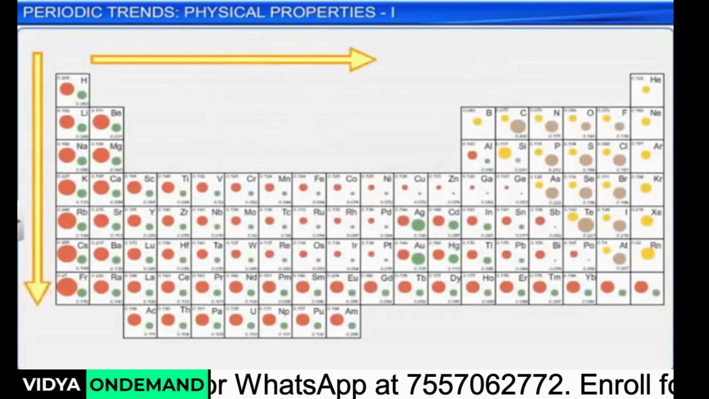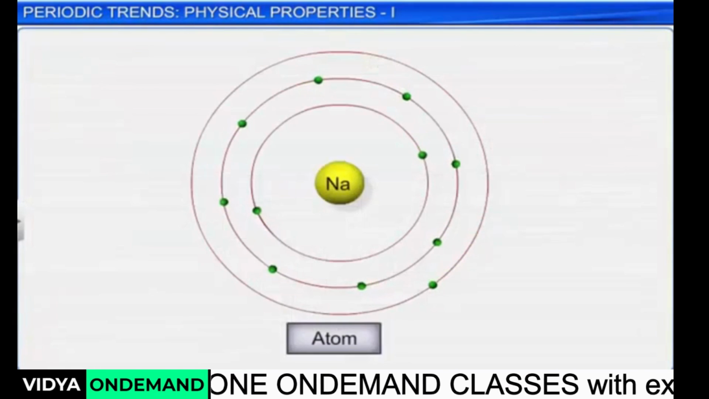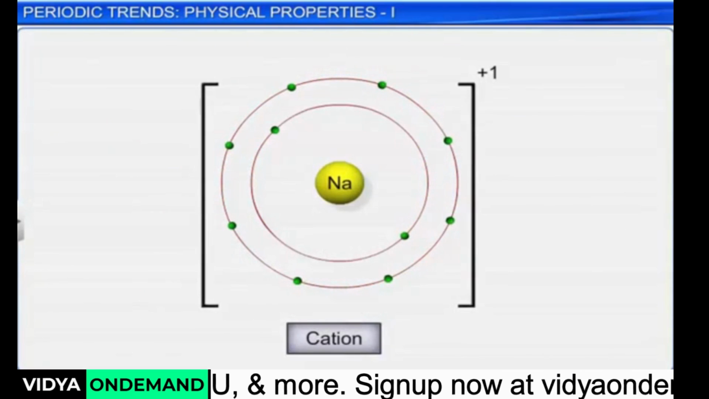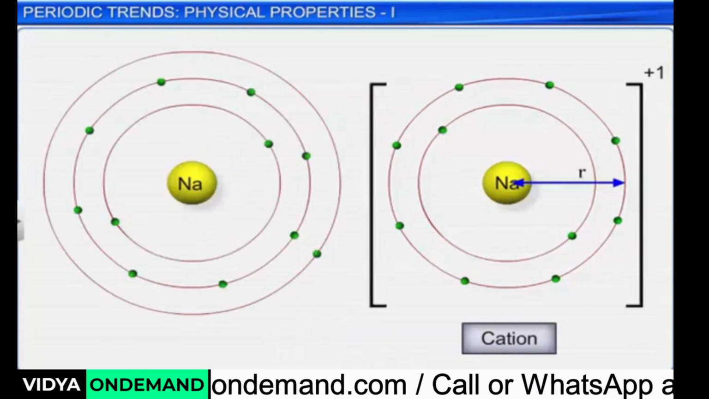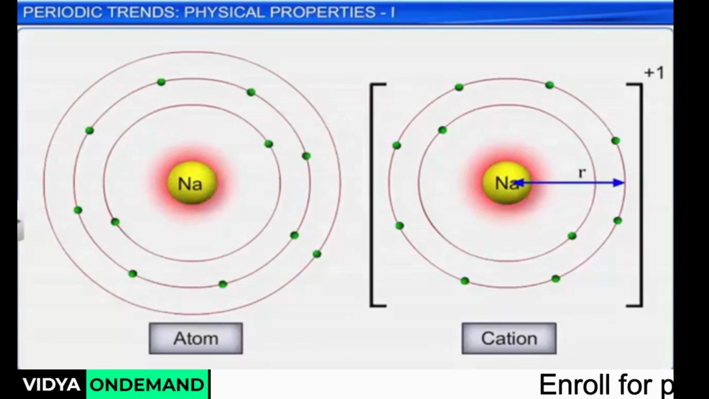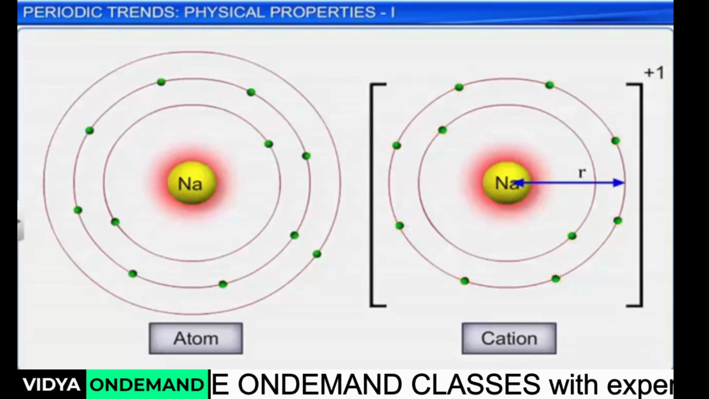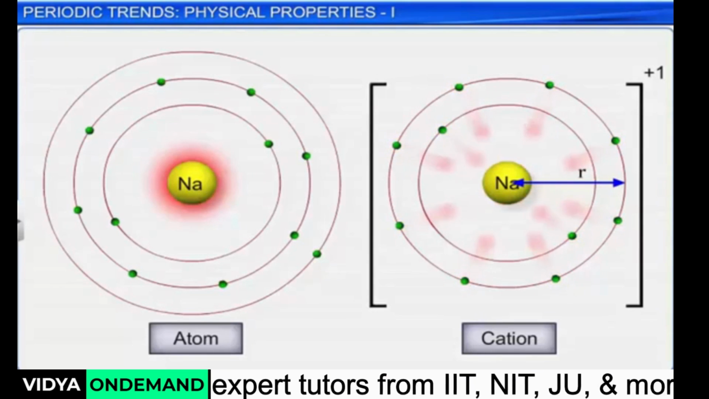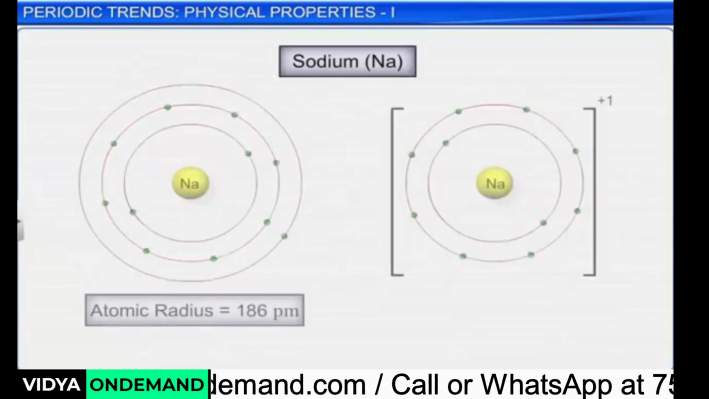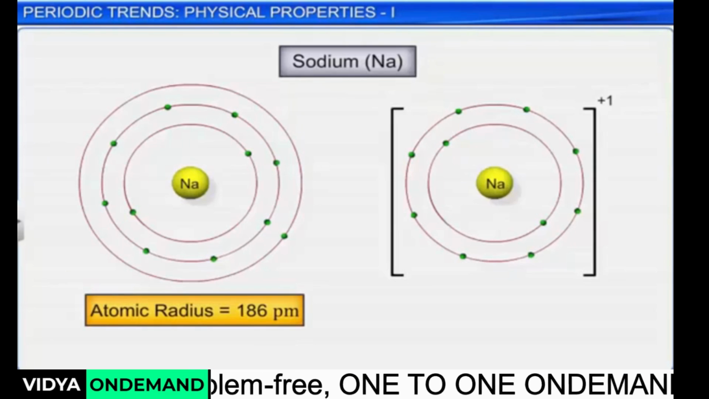When an atom loses an electron, it forms a positive ion called a cation. The radius of a cation is always smaller than its parent atom because, while the nuclear charge remains the same, the number of electrons is decreased. This results in an increase in the nuclear attraction on the valence electrons, leading to a decrease in the size of the atom. For example, the atomic radius of sodium atom Na is 186 picometers, whereas the ionic radius of sodium ion Na+ is 95 picometers.